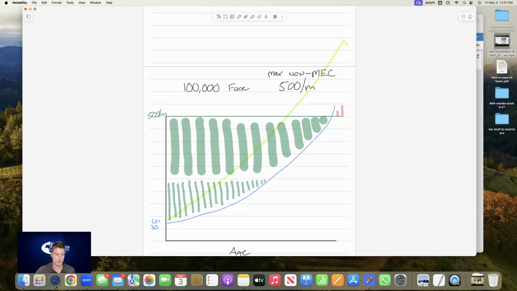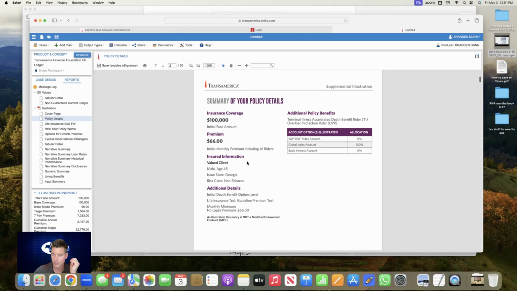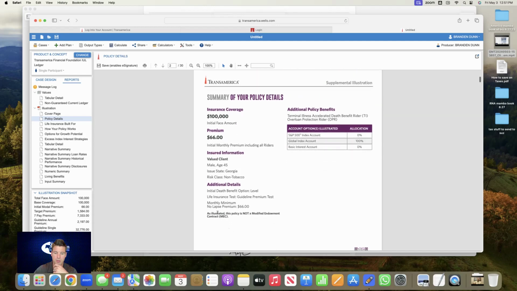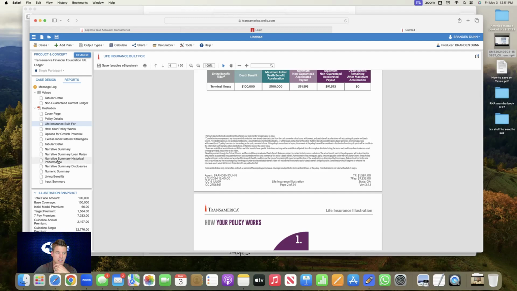Now, I did run an illustration. Just wanted to show you guys. Running an illustration, I did a 45-year-old male. It came out pretty close to the example I showed you earlier. So $100,000, 45 years old, just a non-tobacco standard risk class. The minimum premium, look, initial monthly premium, $66 on this example. The minimum no-lapse premium, $66. So this is somebody who's going to pay $66.